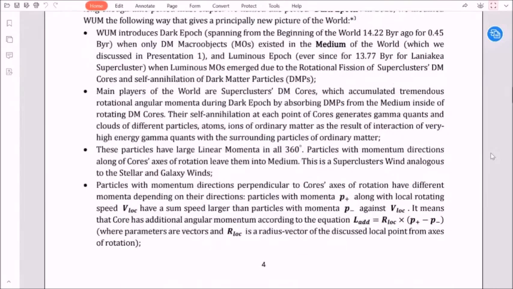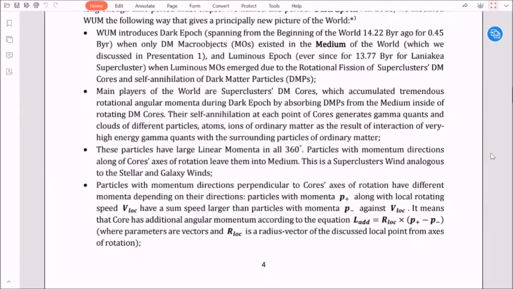Womb introduces the dark epoch, spanning from the beginning of the world 14.22 billion years ago for 0.45 billion years, when only dark matter macro objects existed in the medium of the world, which we discussed in presentation 1, and the luminous epoch ever since, for 13.77 billion years for the Laniakea supercluster, when luminous macro objects emerged due to the rotational fission of superclusters' dark matter cores and self-annihilation of dark matter particles.